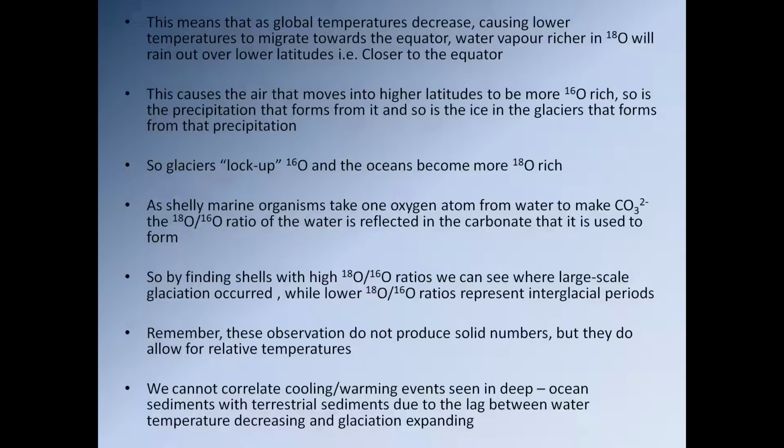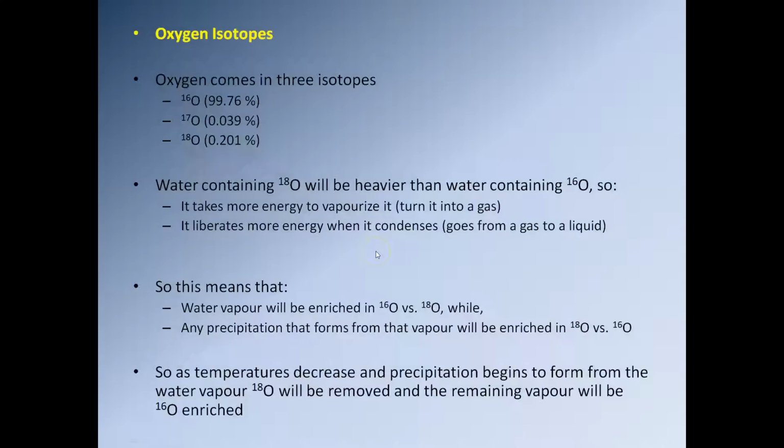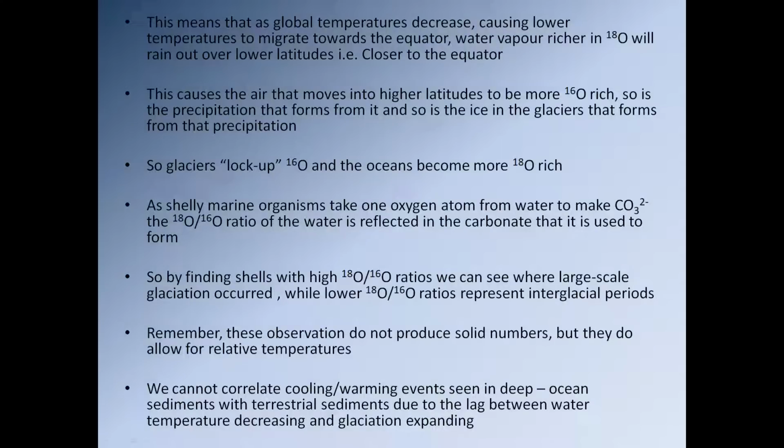So the most important thing to remember is that in each of these three pieces of evidence, the type of foraminifera, the coil direction, and the oxygen isotope values, we only get very coarse data. We can say the surface water was cold or the surface water was warm. We don't actually have a number. We can't definitively say, yes, the surface water temperature during this period was exactly 7.58 Celsius. We can't do that. This data just isn't that refined.